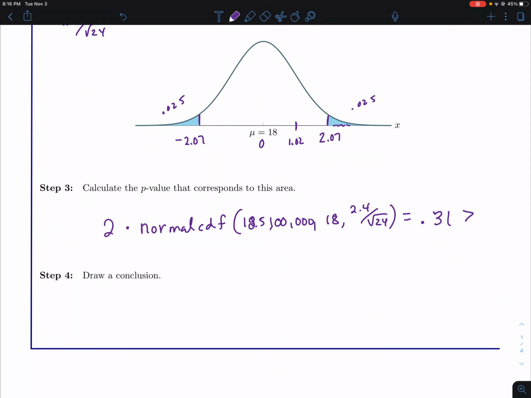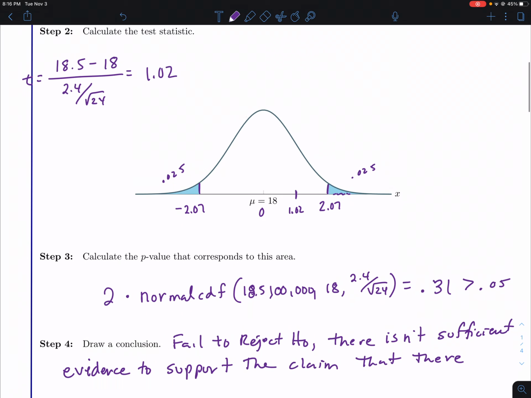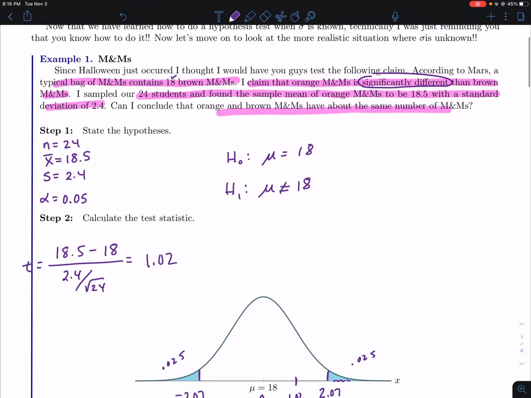So in this case, 0.31 is definitely bigger than our alpha level of 0.05. So it looks like we're going to fail to reject H naught. There isn't sufficient evidence to support the claim that there's a significant difference between orange and brown M&Ms.